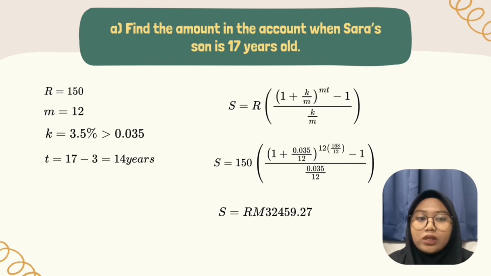Question A. Find the amount in the account when Sarah's son is 17 years old. From the question, we get R is 150, M is 12, K is 0.035, and T is 17 minus 3, and we get 14 years. For question A, we use formula S equal R [(1 plus K per M) power of MT minus 1] divided by K per M. After that, we insert the values into the formula and we get the answer S equals 32,459 ringgit 27 cents.